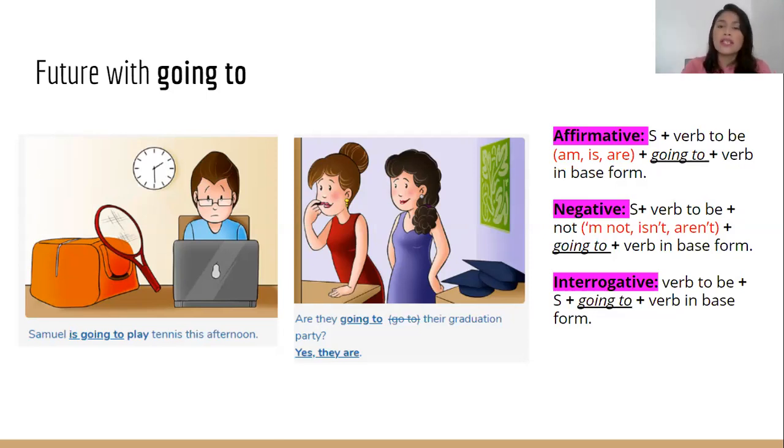Okay. What is the structure of these future with going to tense? Well, I start with the subject plus the verb to be, which is am, is, are, then going to plus the verb in the base form. Same with the negative, but instead of using just the verb to be, I'm gonna add not or the contracted version. For example, I'm not, she isn't, or they aren't, plus going to and the verb in the base form. And then in the interrogative, I'm gonna start with the verb to be, plus the subject, and the going to with the verb in the base form.